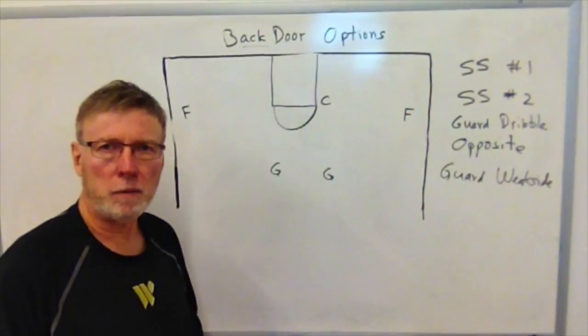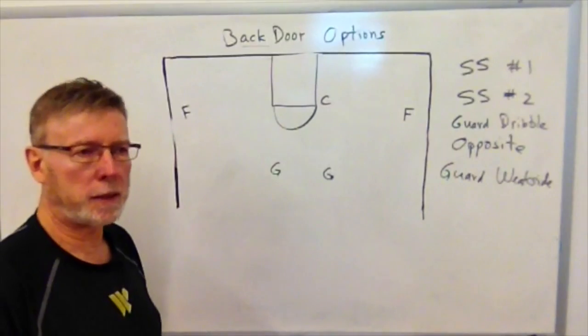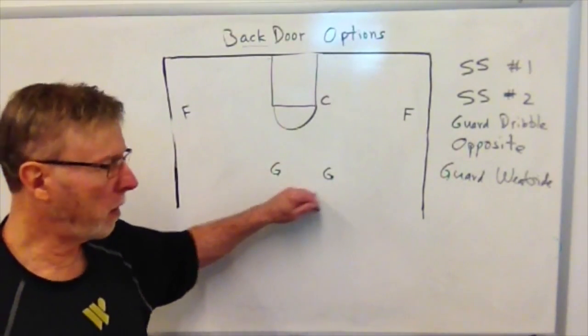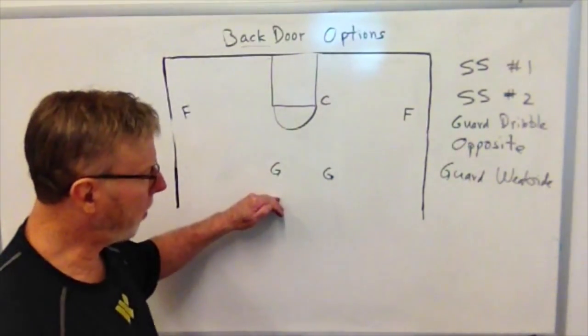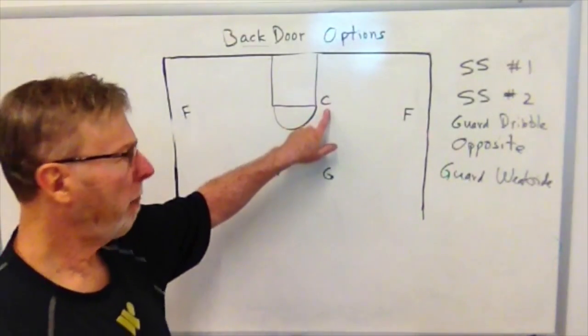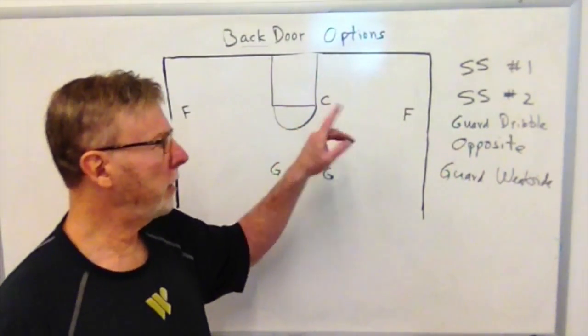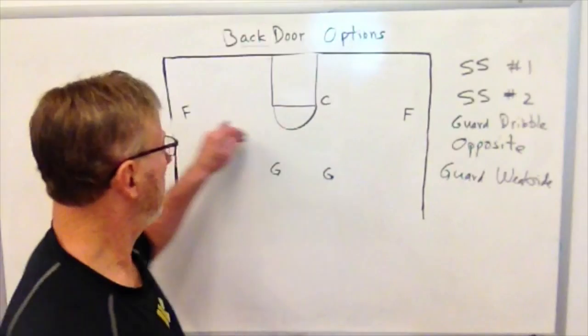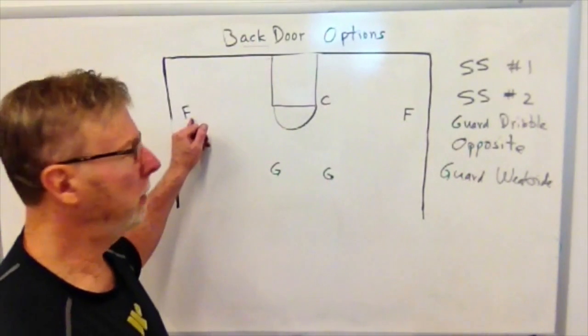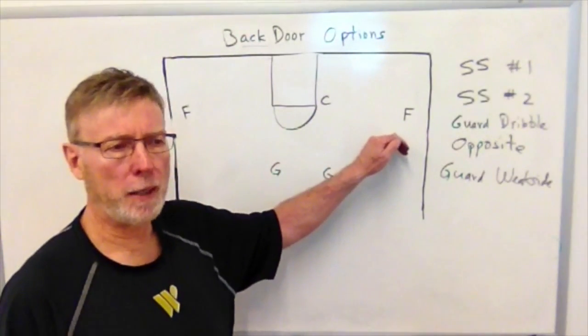Up until now, we've talked about our basic set of being two guards where the guards are parallel, about 10 to 12 feet apart, our center at the elbow on the ball side, and our forwards at free throw line extended, about 3 feet from out of bounds.